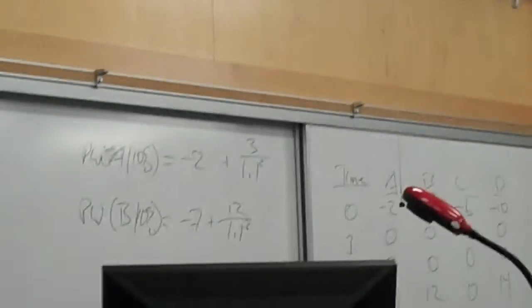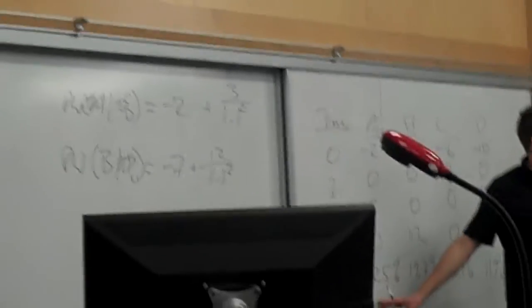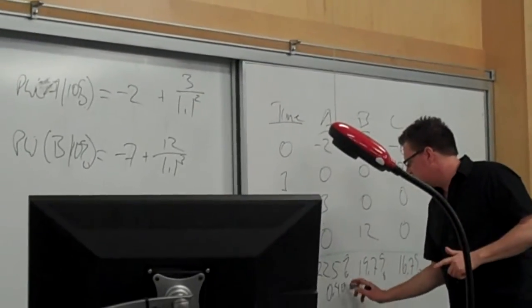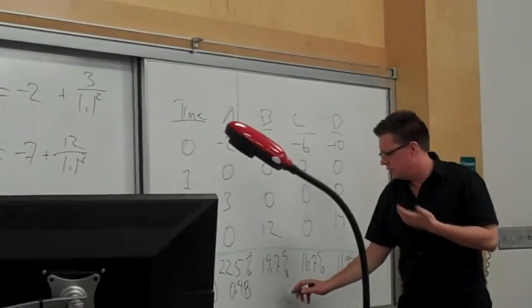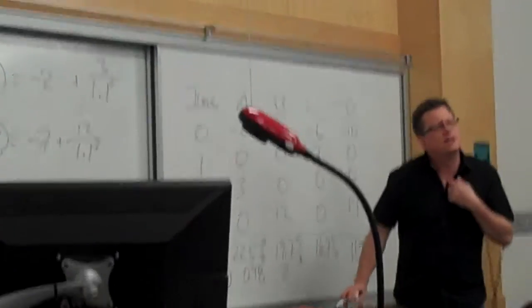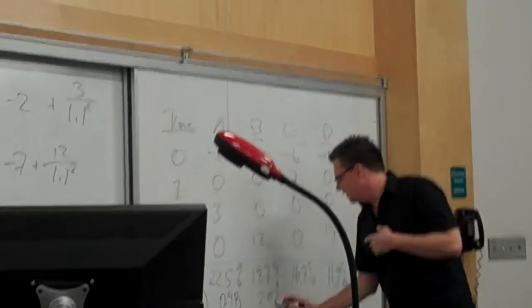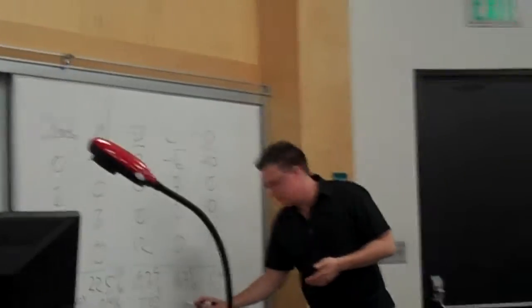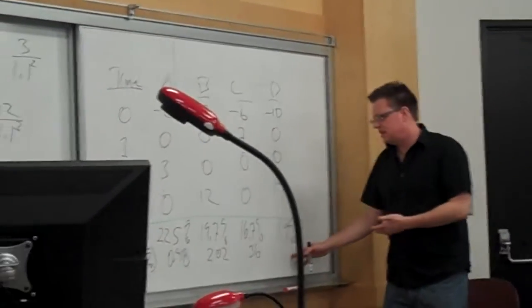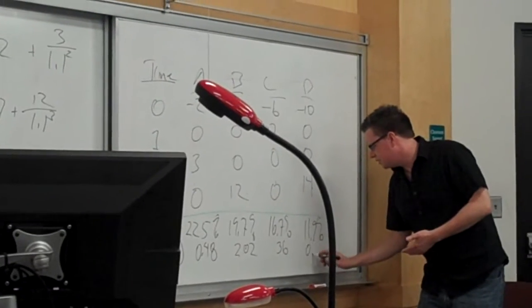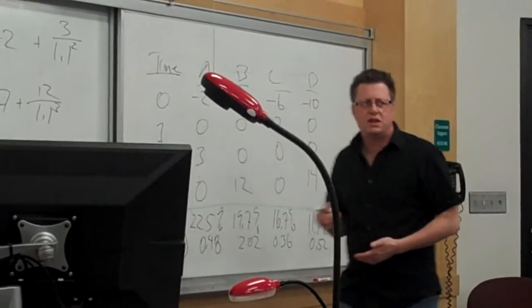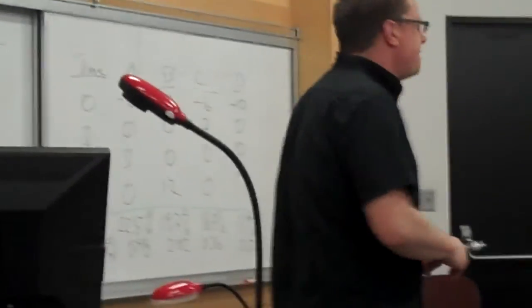Go ahead and chant off for me, those that you have calculated it. Present worth of asset A with a minimum acceptable rate of return of 10%. How much is it? 0.48. For asset B? 2.02. For asset C? 0.36. And for asset D? 0.52. Okay. Those all look like numbers to you guys, right? So you can read what they are.